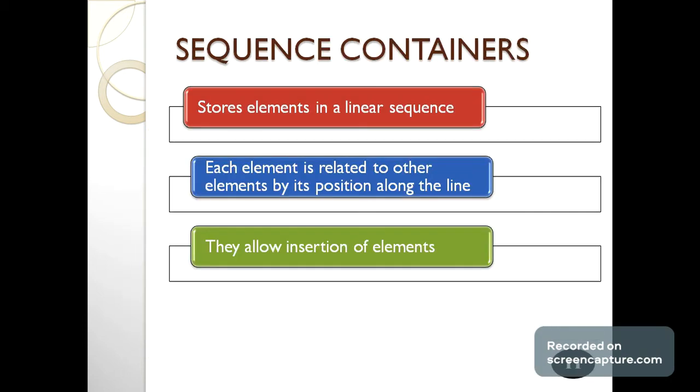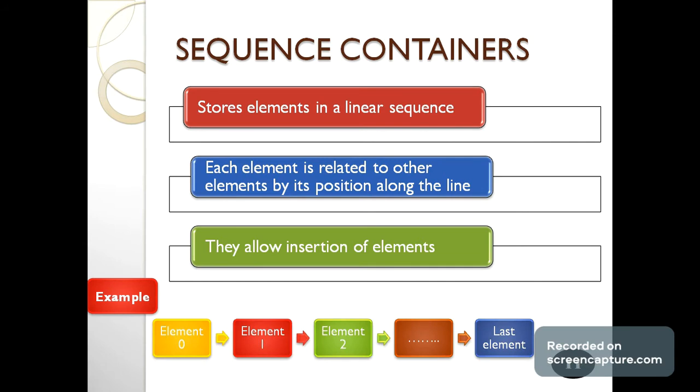and list. What is a sequence container? It stores the elements in a linear sequence one after another, and each is related to the others by position, and they allow you the insertion of elements in between. Also you can insert elements in the sequential container, but the sequential container shows the elements in a linear sequence one after another as shown in the diagram. So element 0, element 1, continuing till the last element.